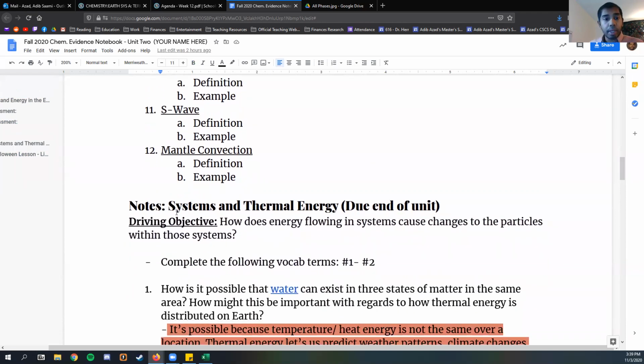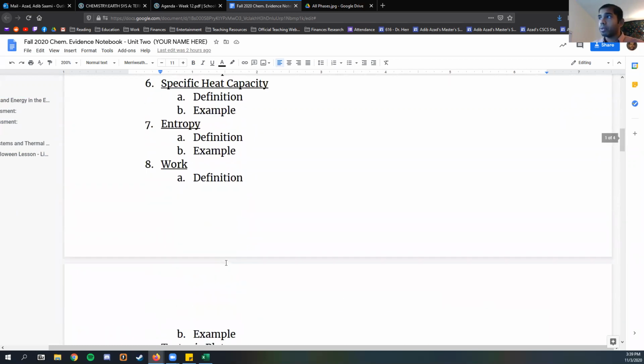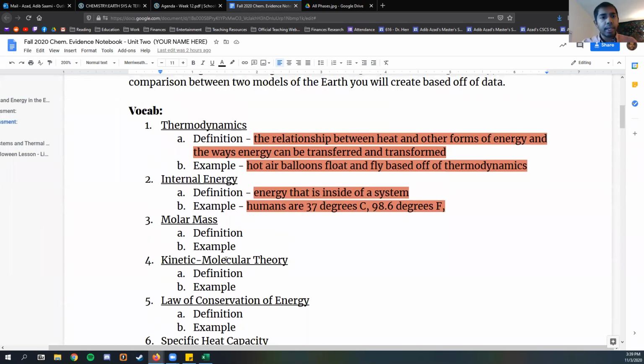For today, Monday and Tuesday of November 2nd and 3rd, we went over our notes on systems and thermal energy. The first part of that is making sure our vocab is filled in for numbers 1 and 2. I get these definitions from the book, as well as common sense.